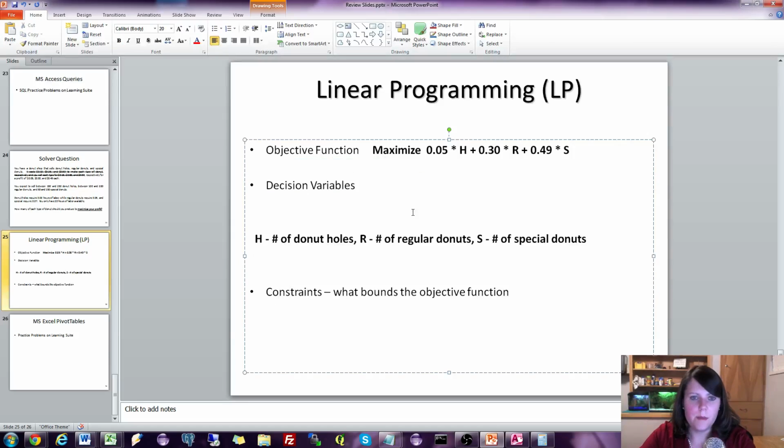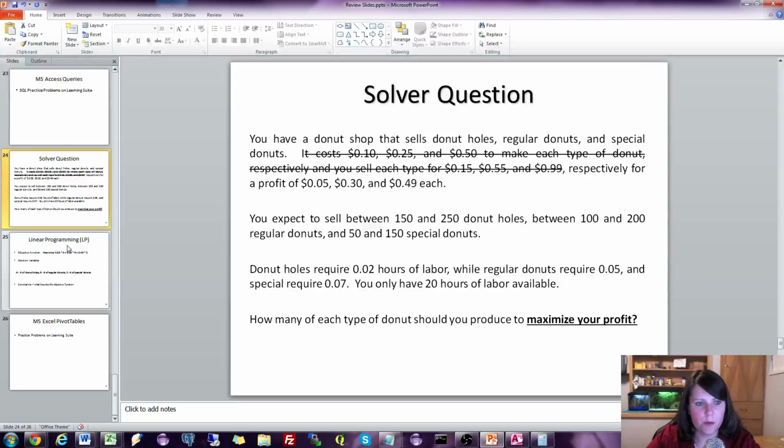And I kept asking people who came in to see me, if we had no constraints, how would we maximize profit? Well, we'd sell as many of each type as we could, because we don't have any constraints, and the profit would essentially go to infinity. But that's not practical, so we have constraints. So we read the problem to determine what the constraints are.